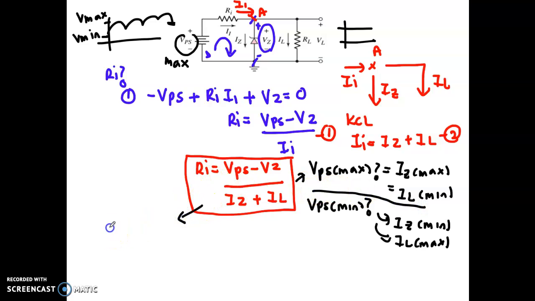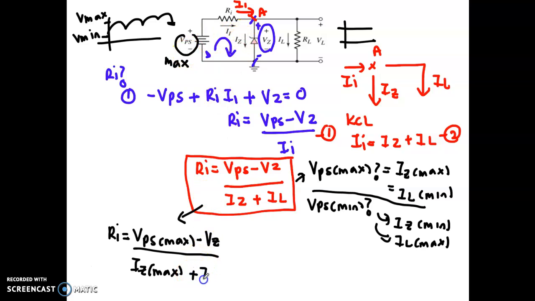So we have two formulas here. The first formula is Vps maximum. What will happen to the Vz? Vz is a constant, so you don't need to change anything. So now your Iz here becomes maximum. Why? Because it will follow your Vps. Whatever happens here, it will follow. So when Vps is maximum, Iz will become maximum, and then your IL will become minimum. This will be equation 1.